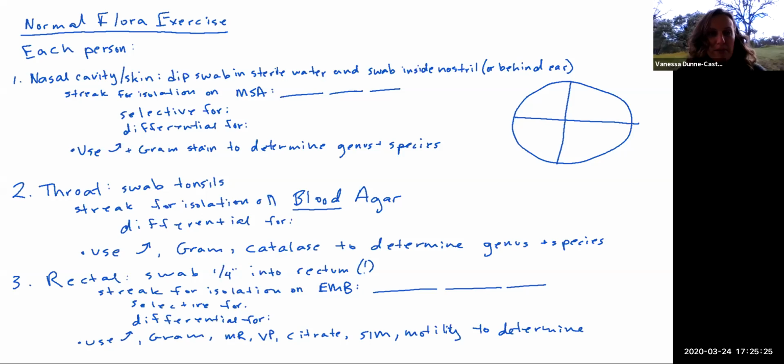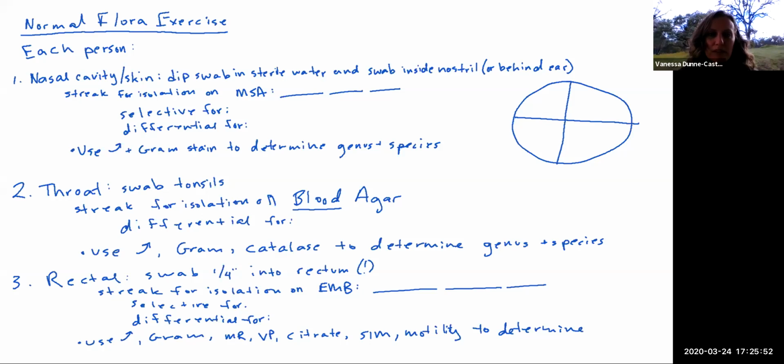Each person would have been responsible for swabbing 3 different areas of the body, the nasal cavity or skin, the throat, and the rectum, and then streaking these out onto selective and/or differential media to isolate out individual organisms, and then with a Gram stain and a couple of other tests to come up with a genus and species name of a few different of your isolates.